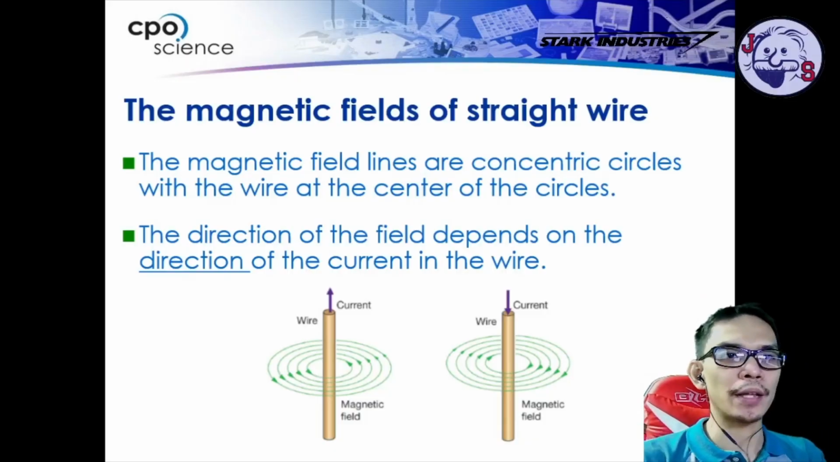In reverse, we have the magnetic field moving clockwise if the current is going downward. So the magnetic field is going clockwise. That is the first right hand rule. So let me repeat. We have the thumb as the direction of current, and the four fingers represent the direction of the magnetic field. So that is the first right hand rule.